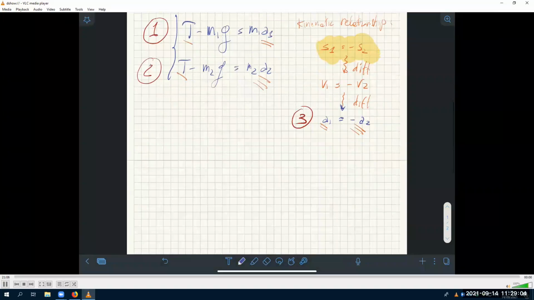So if I plug 3 into 2, I get that T minus m2 g equals minus m2 a1. Do you agree?